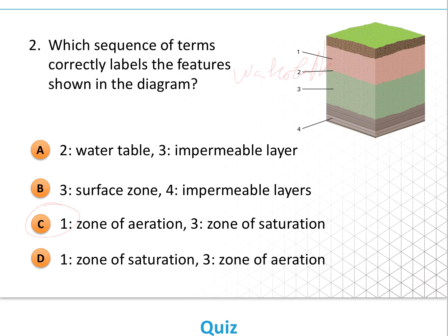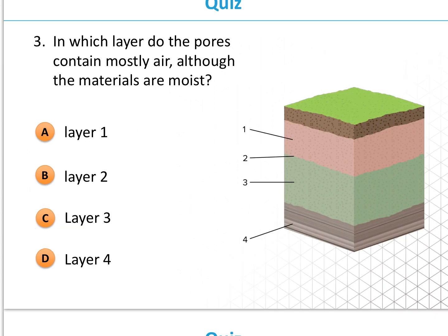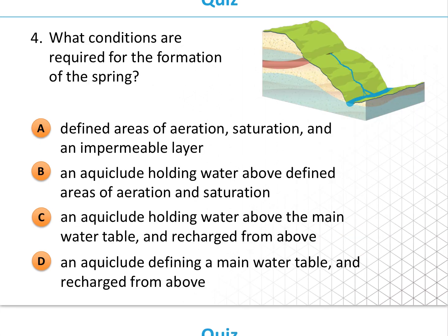All right, let's look at the next one. All right, here, which layer do the pores contain mostly air, although the materials are moist? And that's a perfect description of layer 1. Again, that's the zone of aeration or the unsaturated zone. So it doesn't mean that it's dry. It just simply means that you haven't filled all of the pore space with water. All right, go ahead and take a look at this one. Hit pause, try to answer it.